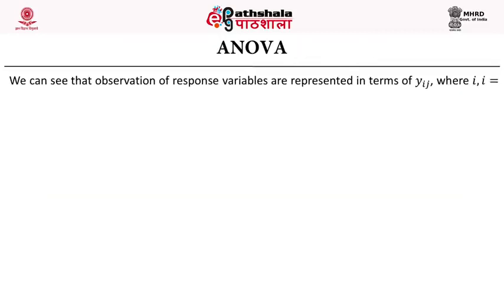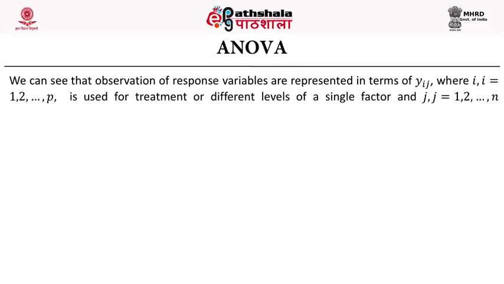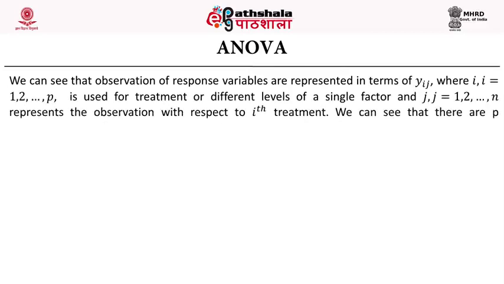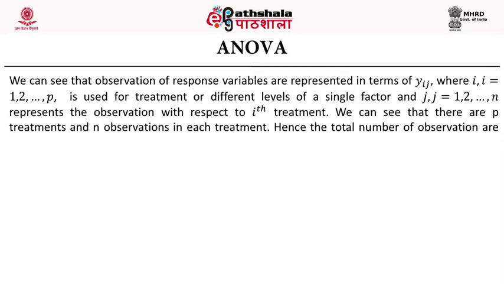We can see that the observations of the response variable are represented as y_ij, where i and j vary from 1 to p and 1 to n respectively. i is used for treatments or different levels of a single factor, and j represents the observation with respect to the ith treatment. There are p treatments and n observations in each treatment, hence the total number of observations is np.